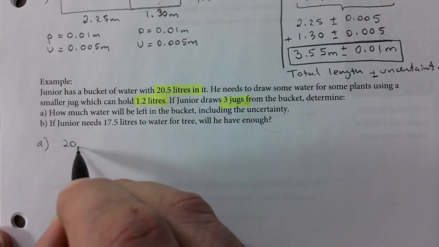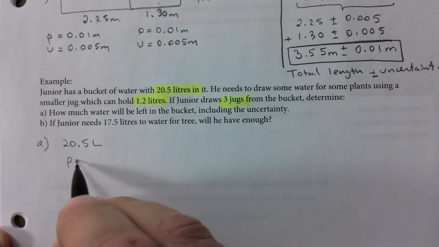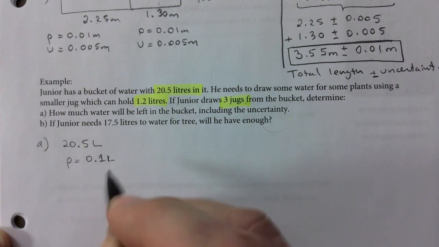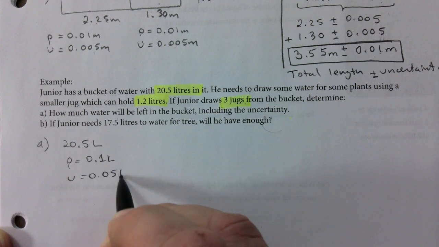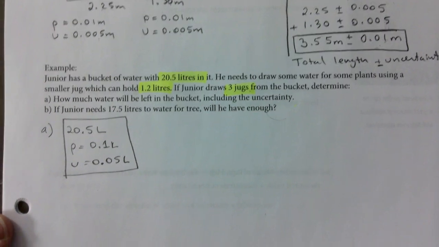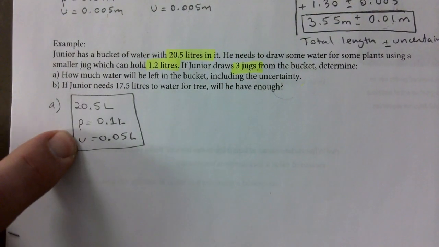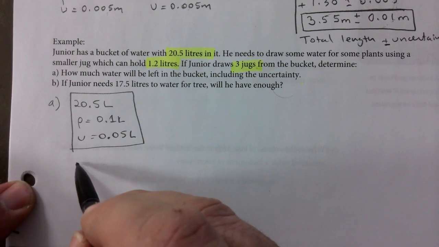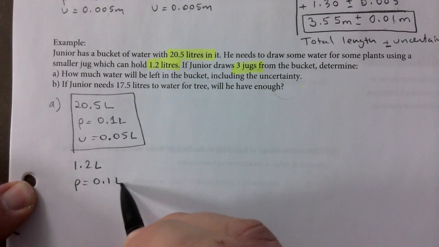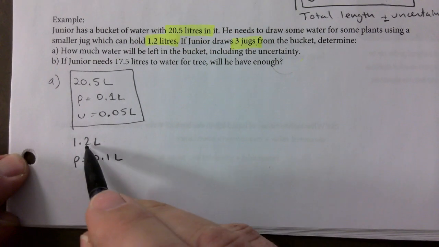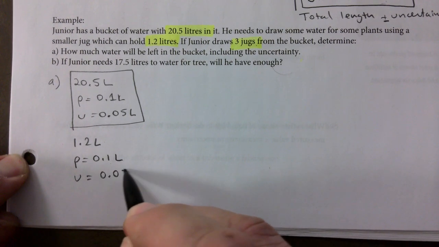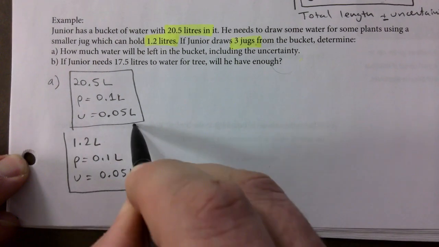And I'm going to focus on the 20.5 liter bucket. My precision is 0.1 liter because I need my uncertainty. Uncertainty is 0.05 of a liter. I'm going to box that in for now. So I focused on the bucket and got the uncertainty for that one. Then I'm going to focus on the jug. It happens to be the same. It will not always be the same. But this one only has 1 decimal and it's in liters. This will be 0.05 of a liter. Box that in as well.